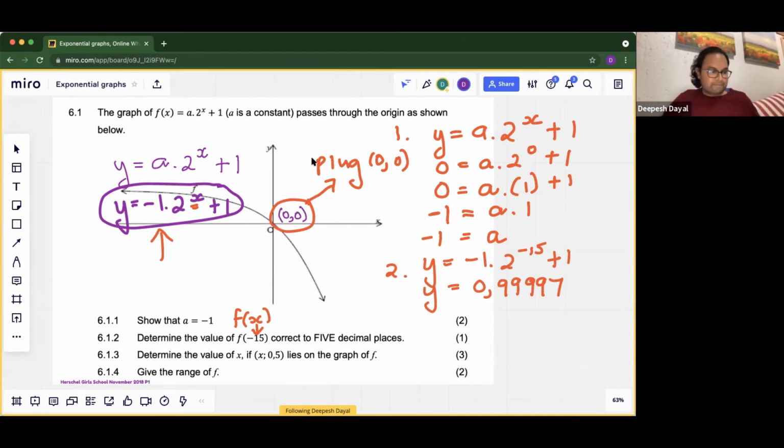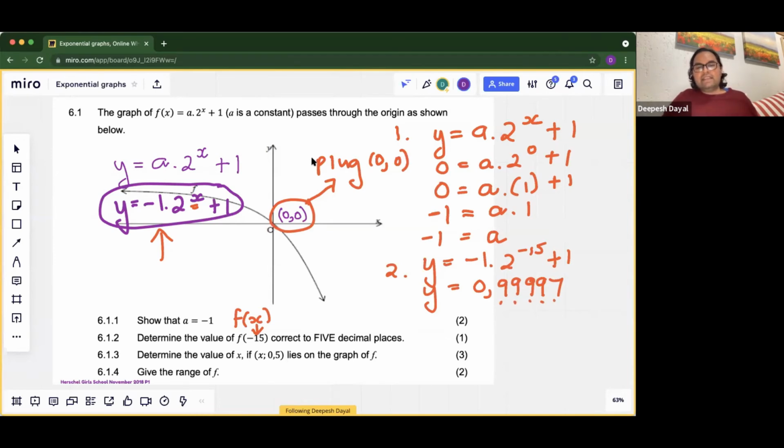Okay. 0.9999. Let me say it again. 0.999969484. But 5 decimal places will be 0.99997. And that is 5 decimal places. Let's look. 1, 2, 3, 4, 5. 5 decimal places. Great. Well done.